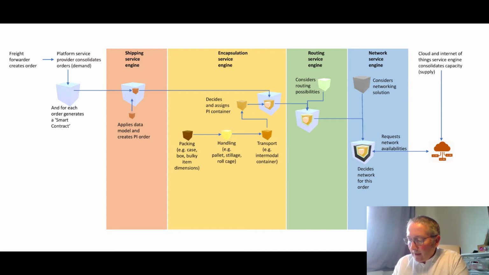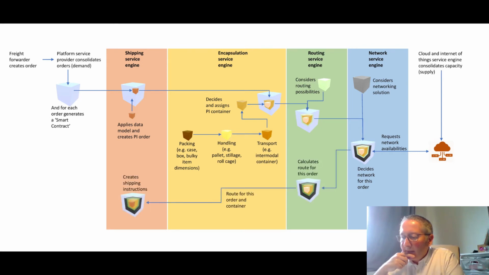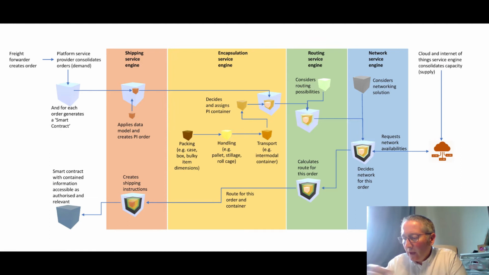By doing this, the networking engine then has a picture of the supply of logistics capacity, such as space on barges, empty running on trucks. The cloud-based platform allows the networking engine to interrogate external data and then decides the network of logistics service providers that will provide the service. And finally, it calculates the detailed planning route for this order and this container, creating the shipping instructions. All of this data is included in the smart contract, where the information can be accessed if authorized and relevant to that particular party.